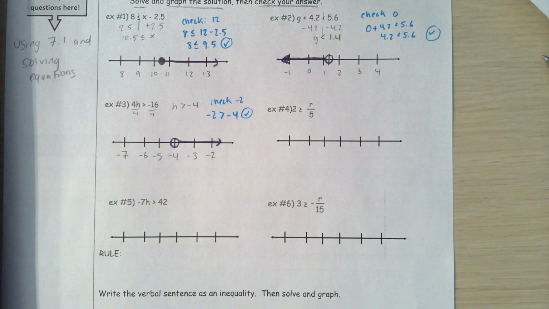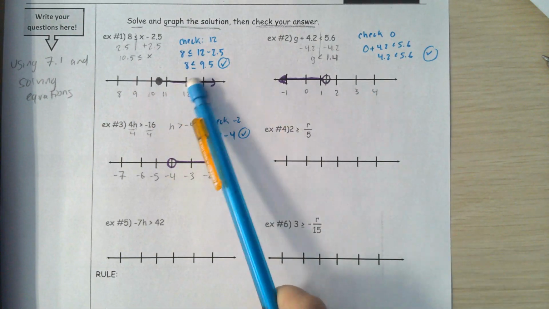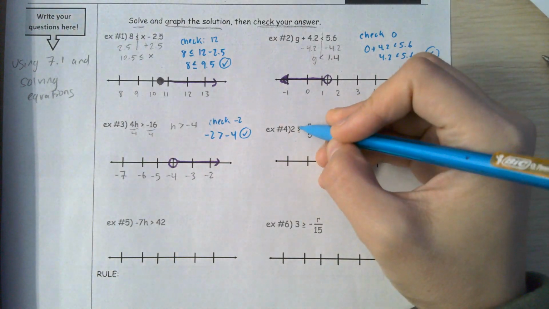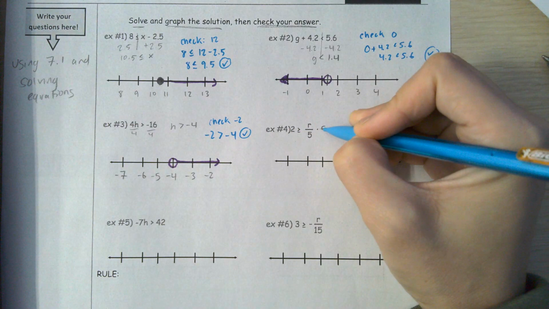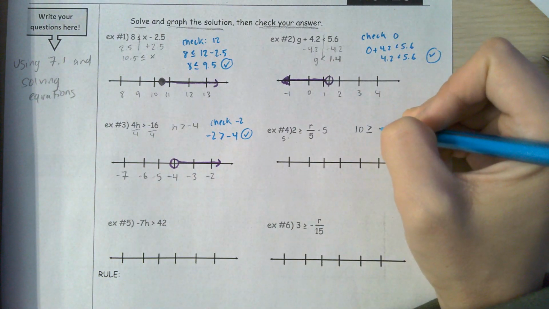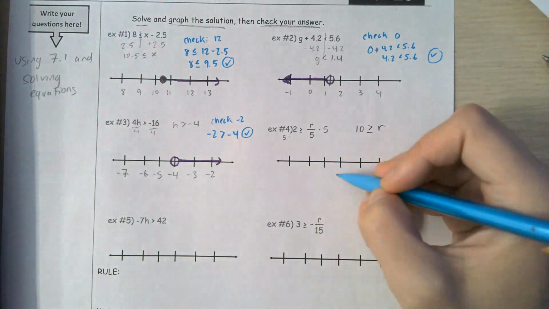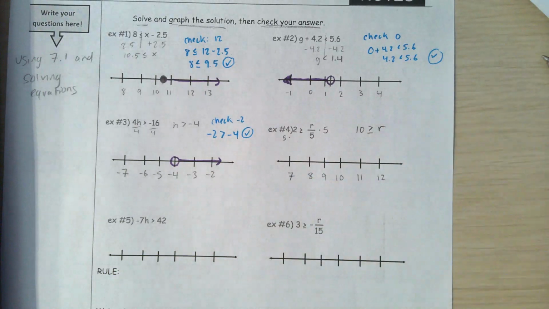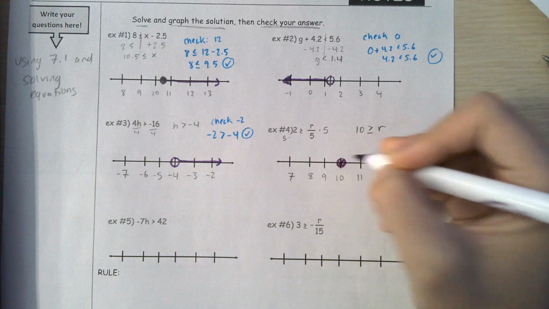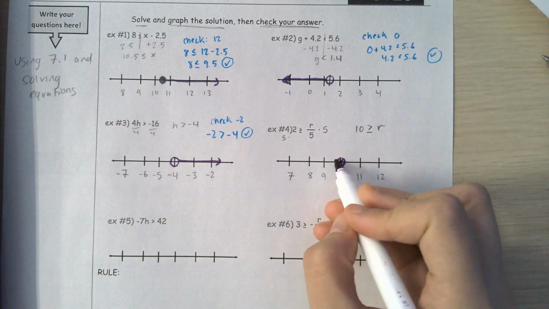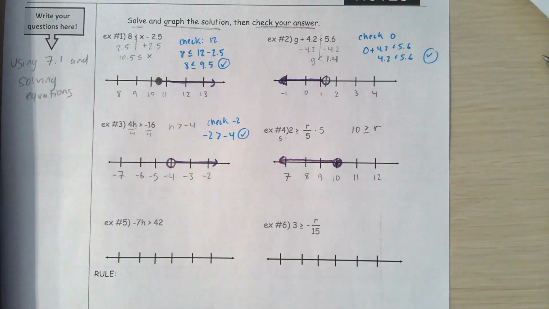And then here, right, if you haven't noticed the pattern, here we added, subtracted, divided, we're going to multiply. So on both sides we're going to multiply, times 5, times 5. So we get 10 is greater than or equal to r. So we have 10, 11, 12, and then we're going down. So we have a closed circle. It's eating 10, which means that r is less than or equal to, right? So we're going to be going this way. And then let's check.